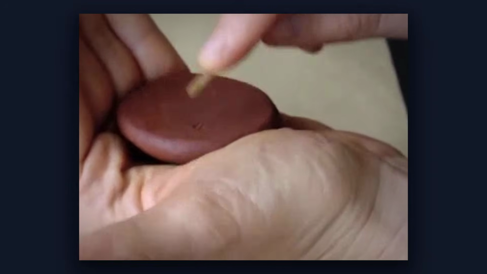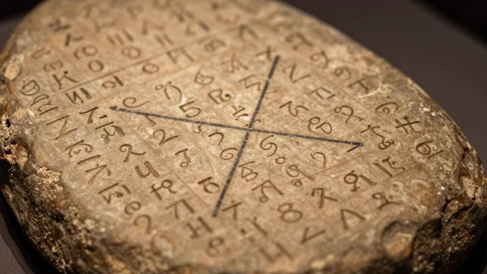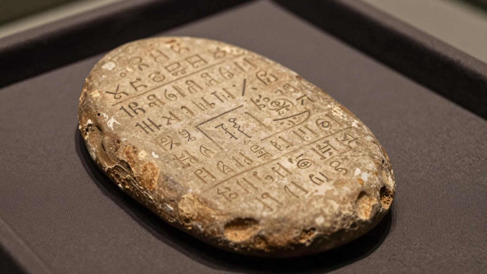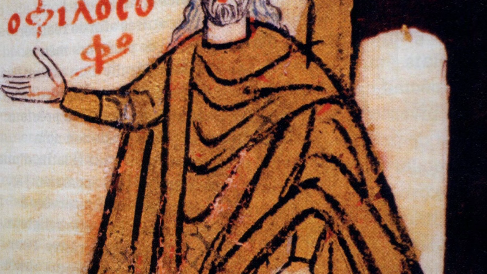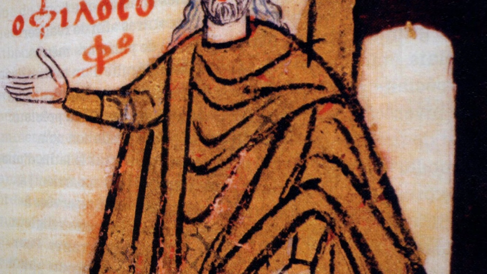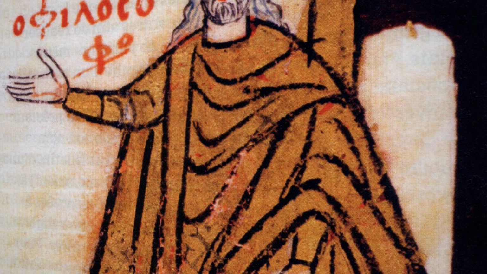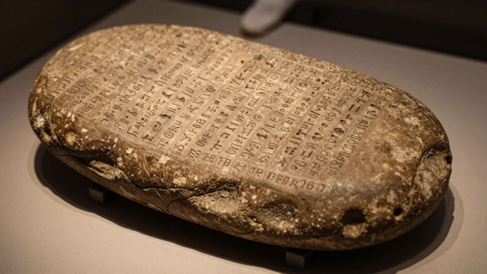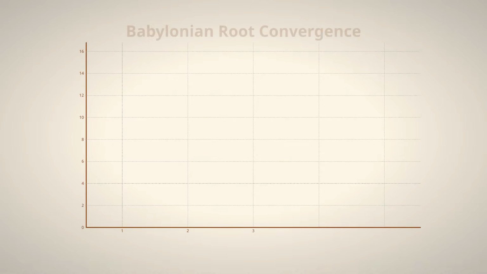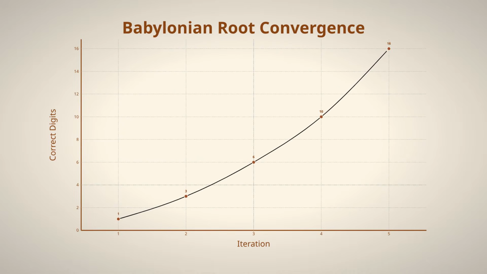The next question is how the Babylonians calculated the square root of 2 in the first place. The most probable method is what modern mathematicians call the Babylonian algorithm, though it was reinvented independently by Hero of Alexandria in the 1st century and by Isaac Newton in the 17th. The procedure is simple. Start with a guess. Call it A. Divide 2 by A. Average the result with A. Repeat. Each iteration roughly doubles the number of correct digits.